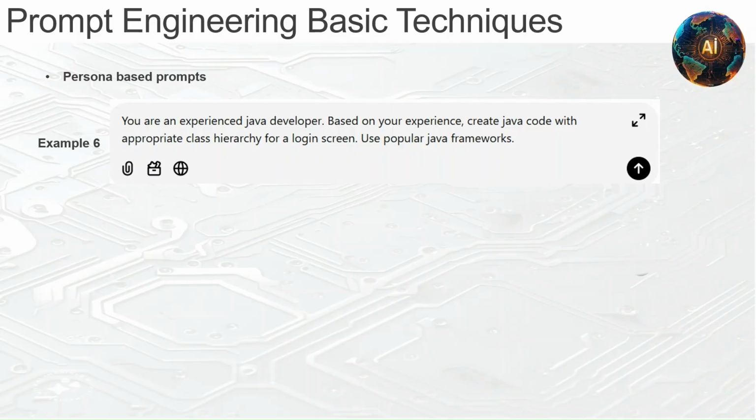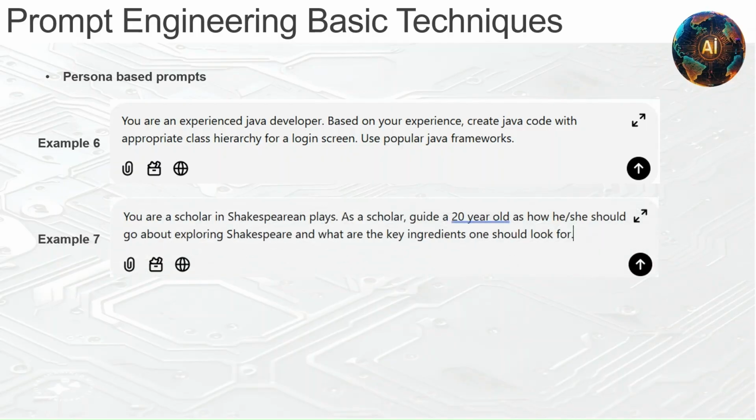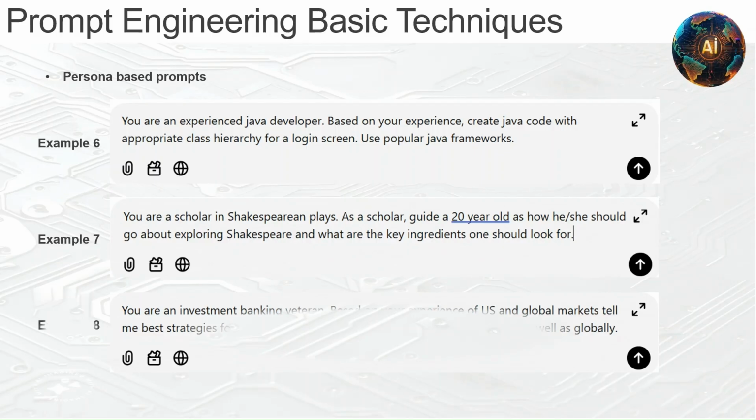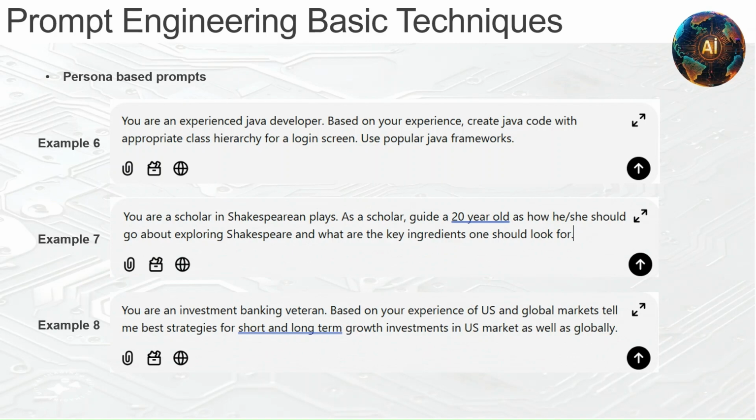Another example is to assign it as an expert or scholar persona for any topic. In this example, we have assigned the persona of a scholar in Shakespearean plays. Or another example would be to provide the persona with some expertise. For example, an experienced investment banker before getting any guidance on investments from the LLM. Thus, assigning the persona should now be added to the two key elements we talked about, and this should be part of any prompt that we write further.